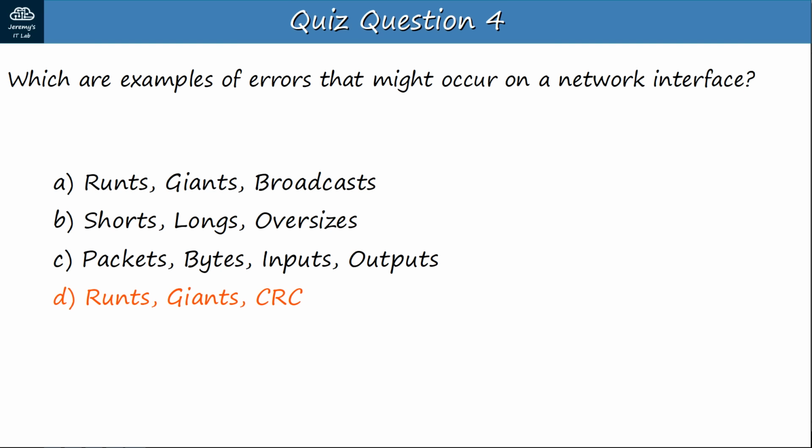The names in B and C are not real errors that can occur on an interface. In option A, runts and giants are possible errors, but broadcasts are not errors. They are part of normal network operations. So D, runts, giants, CRC, is the correct answer. Remember, runts are frames that are too small, giants are frames that are too big, and CRC counts the frames that failed their CRC check, which is done in the frame check sequence in the trailer of the Ethernet frame. Let's go to question 5.